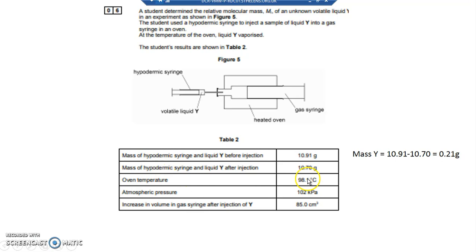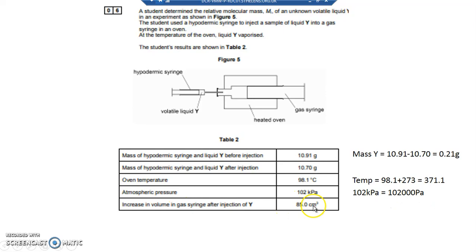The oven temperature, degrees C, well, for PV equals nRT, the temperature needs to be in Kelvin, so I need to add 273 to that, so that comes out as 371.1. The pressure is in kilopascals, it needs to be in pascals. To turn kilopascals into a lower unit value of pascals, I multiply by 1,000, so 102 kilopascals is 102,000 pascals.